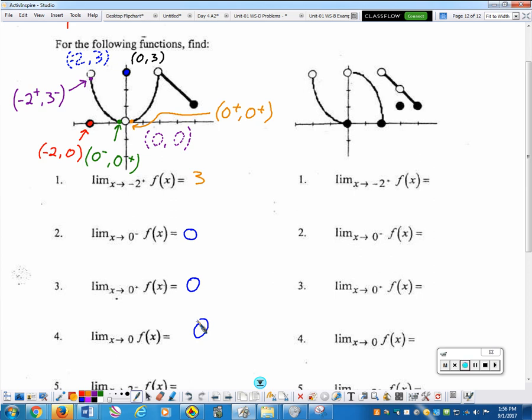Part of what can slip your mind is that when you're finding a limit, they give you an extra.